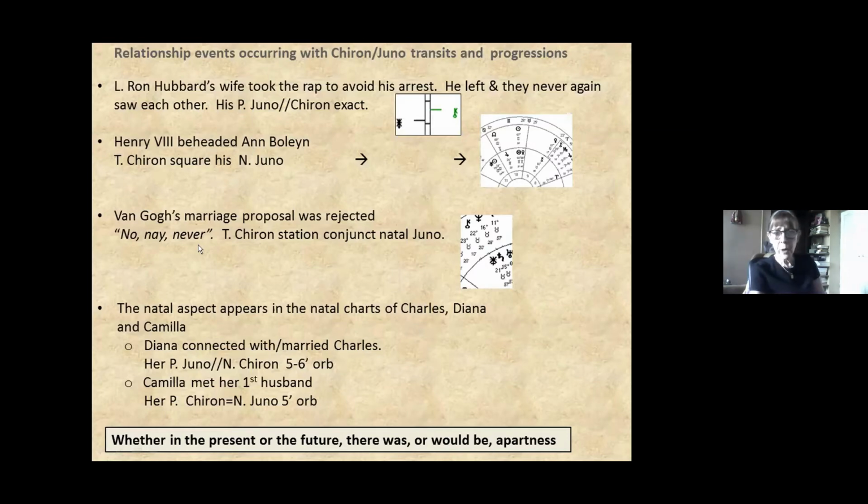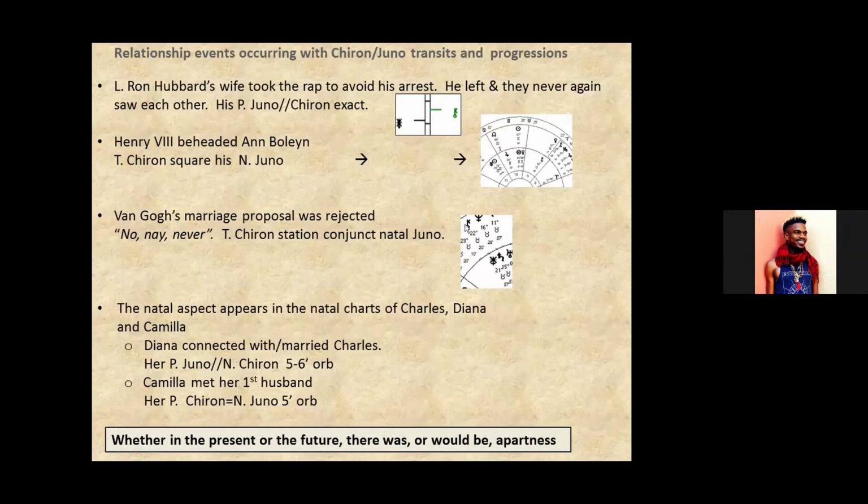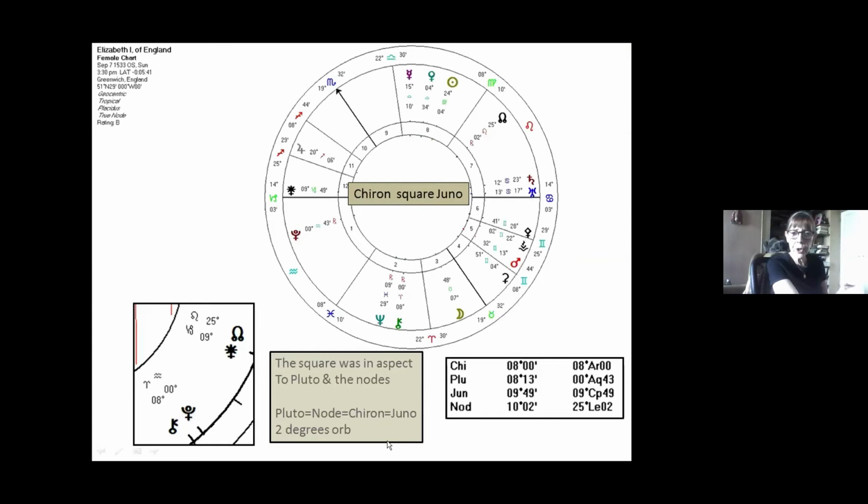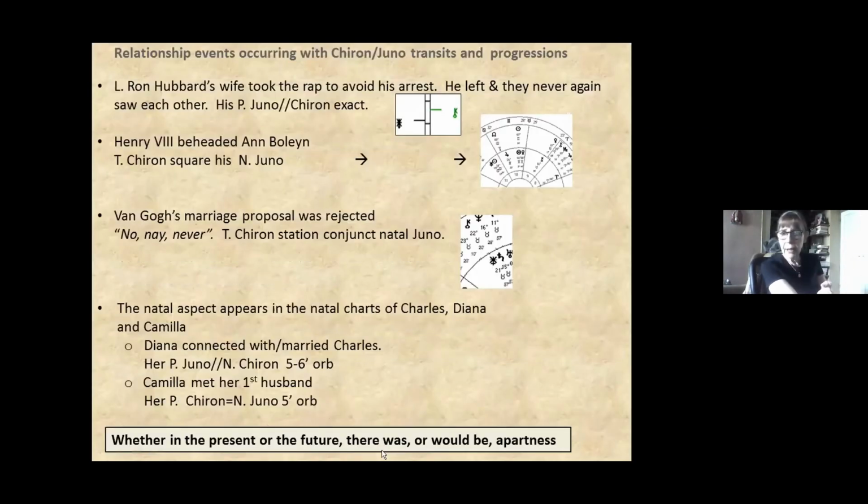Van Gogh's marriage proposal was rejected when transiting Chiron was stationing conjunct his natal Juno. So we're talking about Juno Chiron, and the natal aspect appears in the natal charts of Prince Charles, Princess Di, and Camilla. When Diana connected with Charles and married him, she had progressed Juno Chiron, probably 5 or 6 minutes orb. When Camilla met her first husband, her progressed Chiron equaled natal Juno, maybe about 5 minutes orb, and it's in Charles's natal chart. So whether it was in the present or the future, there was or would be a partners.